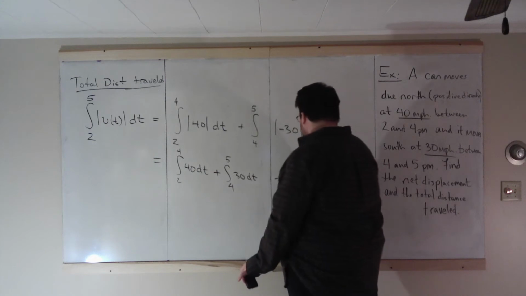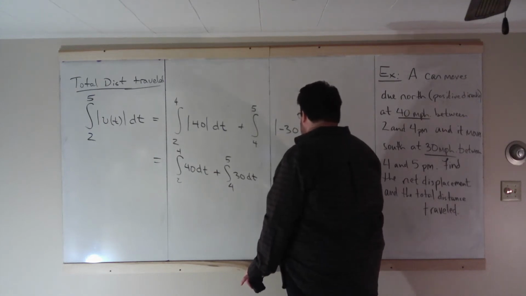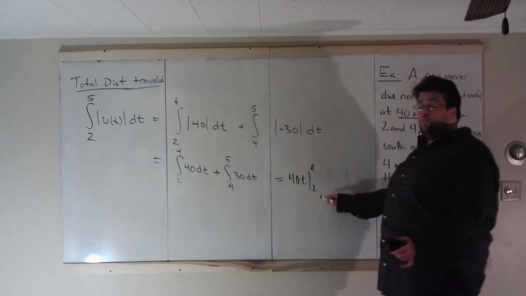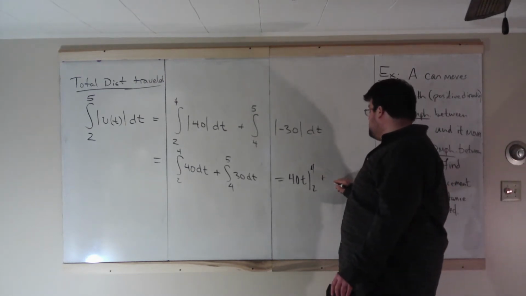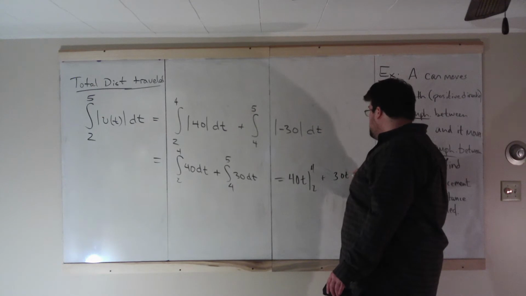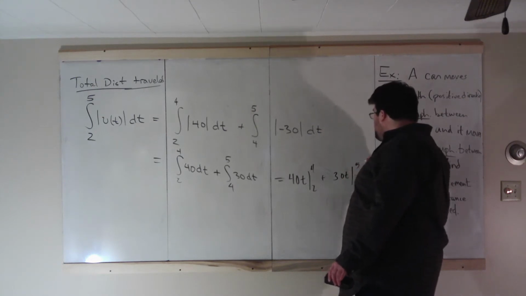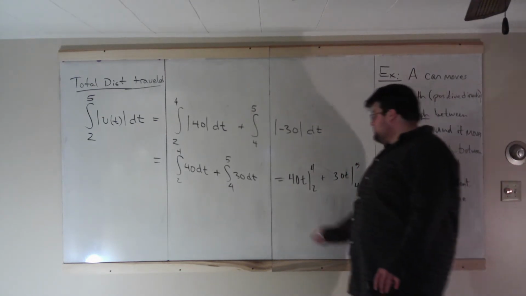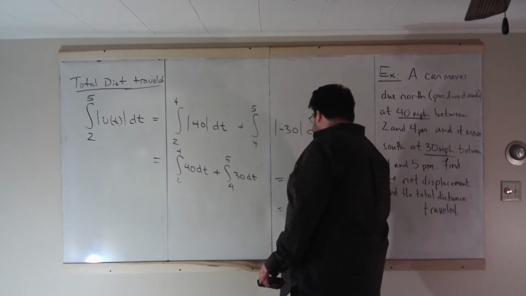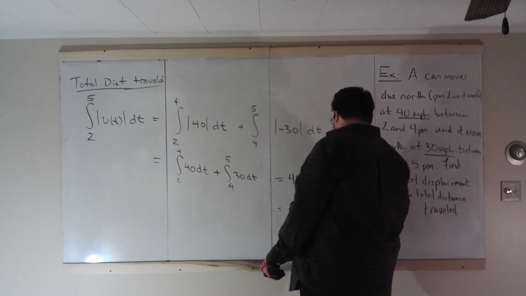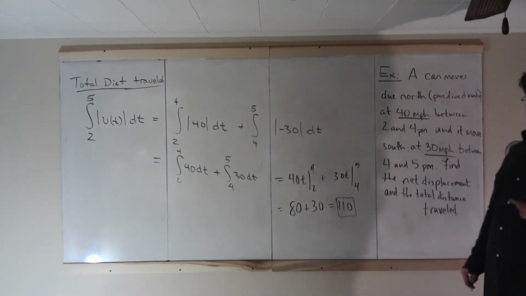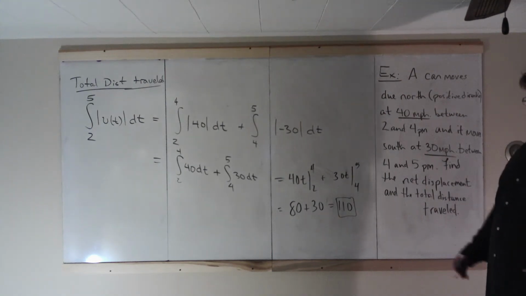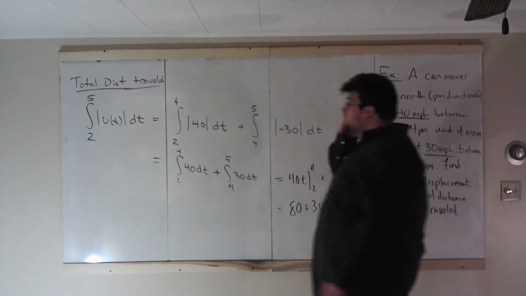Fundamental Theorem of Calculus Part 2 gives you 40t from 2 to 4. Notice this would be the same if you evaluated from 0 to 2. Plus 30t from 4 to 5. And it gives you 80 plus 30, which equals 110. So in general, the total distance traveled is given by the integral of the absolute value of your velocity function.